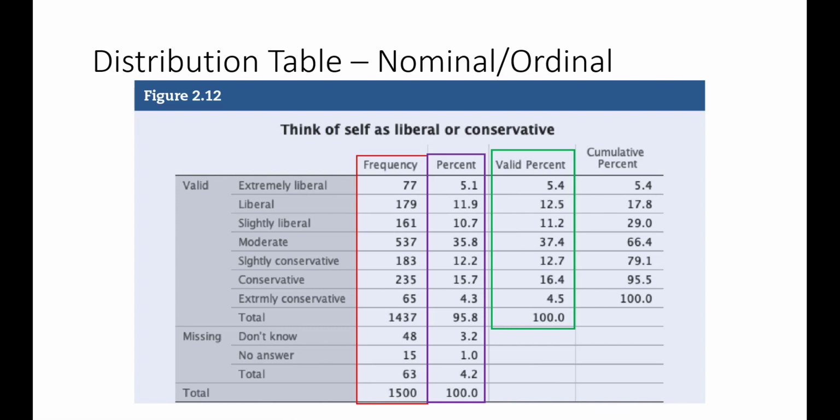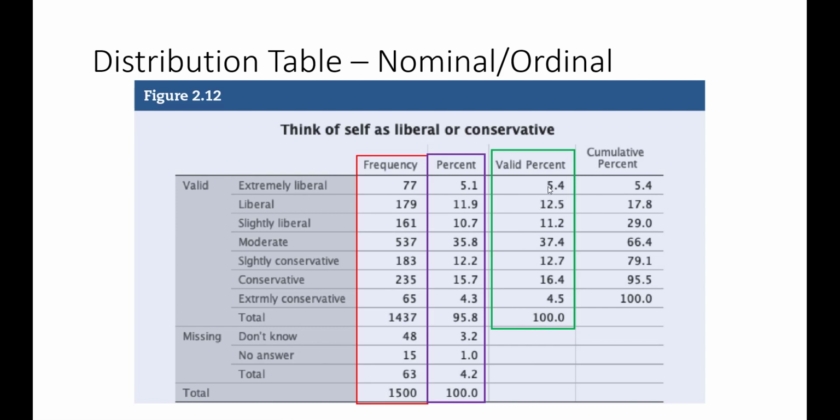So this is going to be our valid percentage, people who actually answered the question and didn't respond with don't know or no answer. And as you can see, the numbers change slightly. And when we get to our total, we have 100.